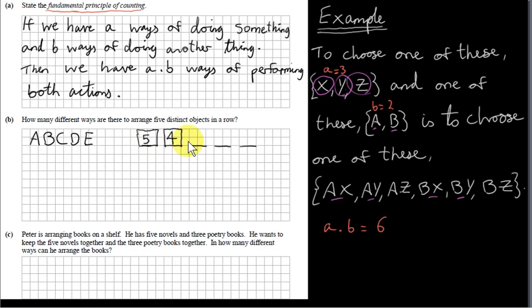When these 2 positions are filled, there are 3 letters left, so there are 3 ways to fill this position. When the first 3 positions are filled, there are 2 letters left, so there are 2 ways to fill this position here. Finally, there's only 1 letter left, so there's only 1 way to fill the last position. So for example, one possible arrangement might be B, D, C, E, A. Here's another possible arrangement, and so on.